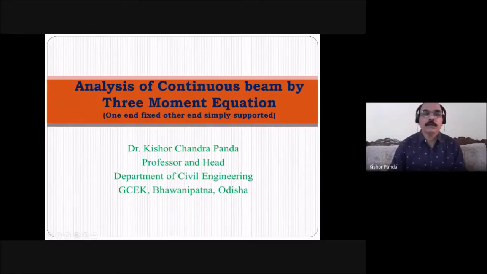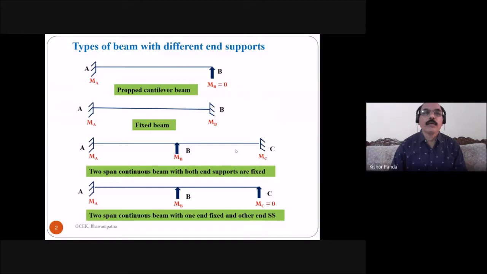Today we will discuss how to analyze a continuous beam when one end of the support is fixed and the other end is simply supported. Yesterday I explained the types of beam with different end supports. So this is a propped cantilever beam, this is a fixed beam, and this is a two-span continuous beam.